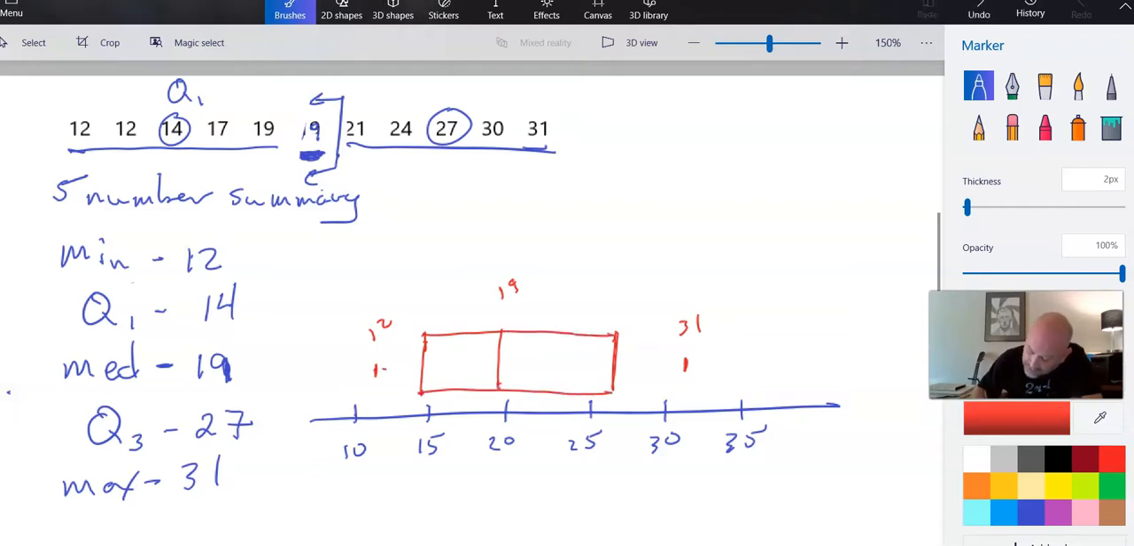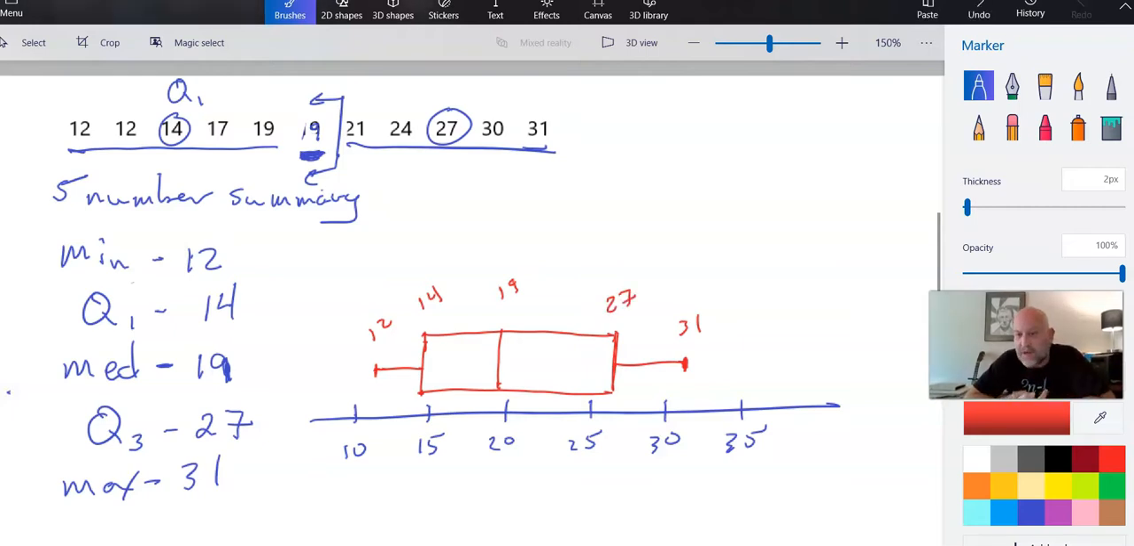And then we just connect our box, right? And so we've just created a box and whiskers plot. I really should have written those other ones in too. Let's do that. 14 and 27.